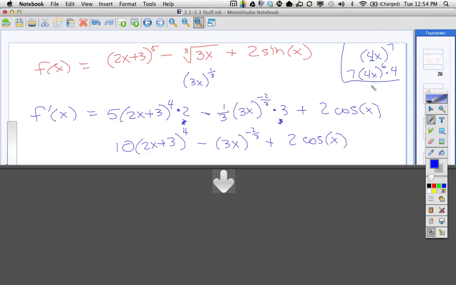Now, if that would have been 4x to the 7th without parentheses, that's different, right? The 4 isn't really attached to the x here, is it? It's attached to what? X to the 7th, right? It's not attached. So the 4 is on the outside here as opposed to being on the inside there. And so that's an important distinction. So here, when you bring down the 7, you would just have 28x to the 6, and that'd be it. Okay, so there is a difference between the inside and the outside.